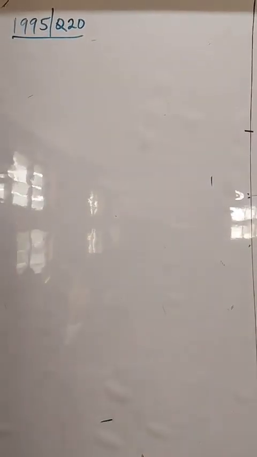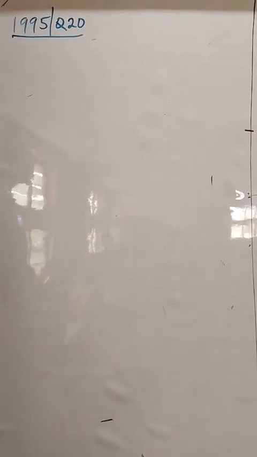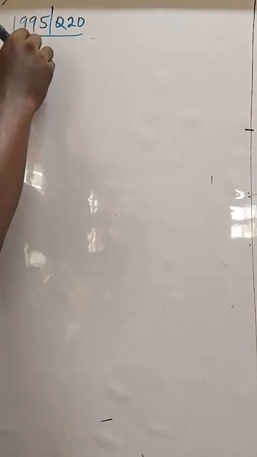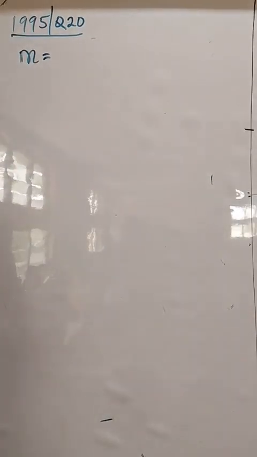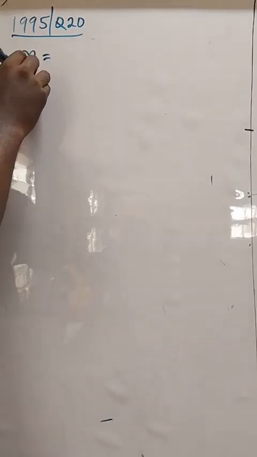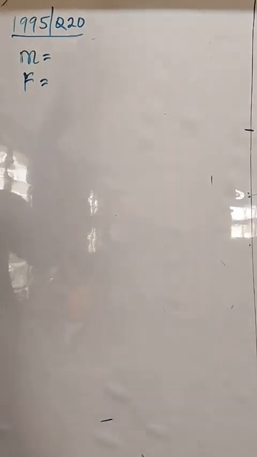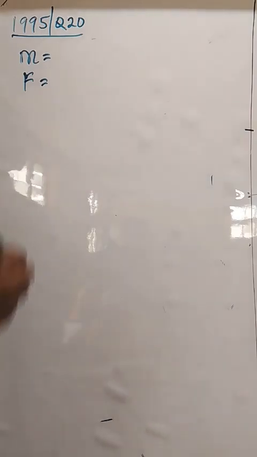1995 question 20. A piece of wood floats inside water at room temperature, with a fraction of it above the liquid surface. As the temperature of the water is raised, the part of the wood above the liquid will, now look at this.